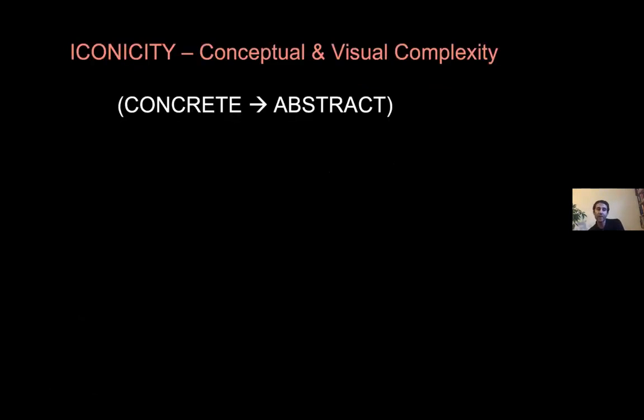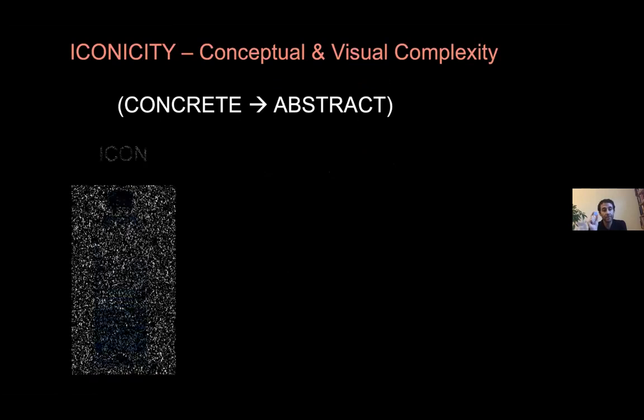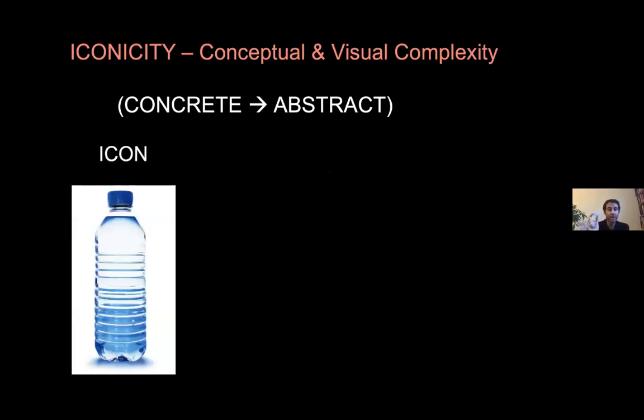Now, within symbolism, we have varying levels of iconicity. Iconicity is how concrete or abstract any given symbol is. And this is a scale of very concrete to very abstract. The most concrete symbols bear a strong visual resemblance and conceptual resemblance to the thing that they represent. So the most concrete form of a symbol is an icon.